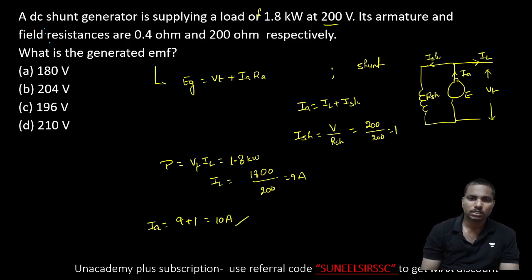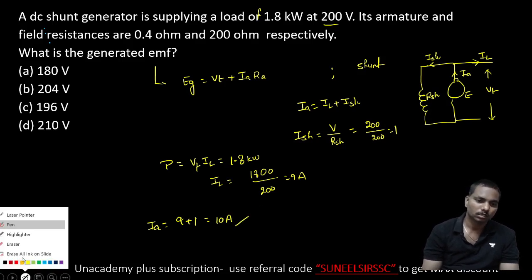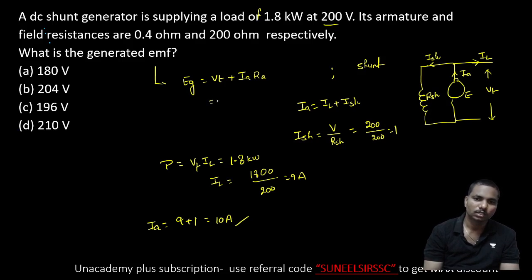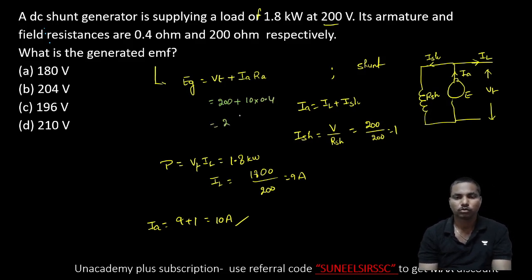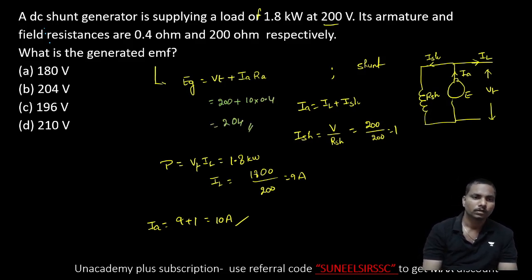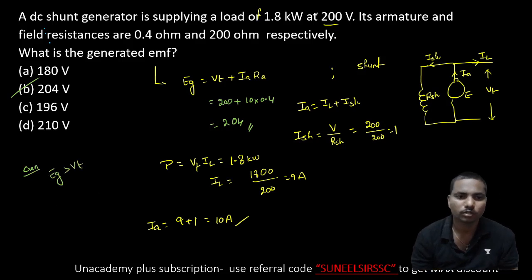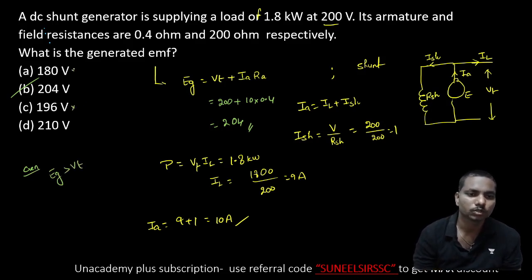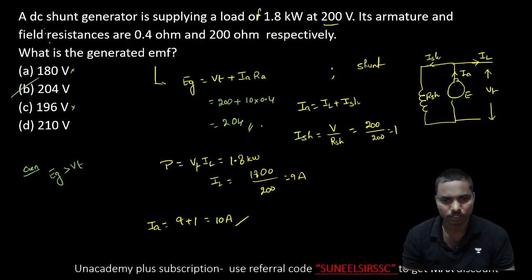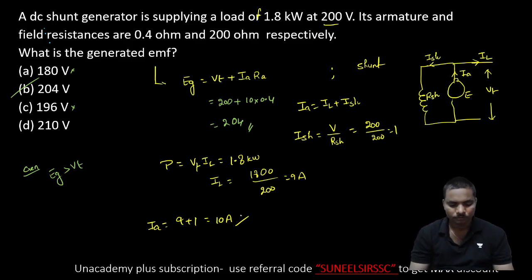So it is 10 amps. Then substitute in the equation: 200 plus IA RA, 10 into 0.4, that is 4. A simple idea here also: it is a generator, in the sense generated EMF is always greater than the terminal voltage, so more than 200. So we can eliminate these two. But we have two options, so we need to calculate only. Okay. Coming to the next one.